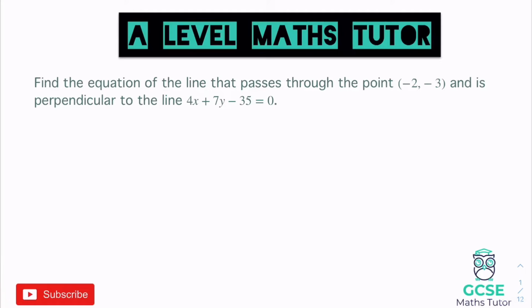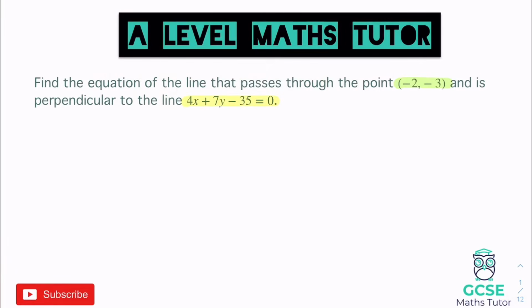Okay, so this question here is very similar. It says find the equation of the line that passes through the point -1, -3 and is perpendicular to this line, 4x plus 7y minus 35 equals 0. So again, we need to get this into the form y equals mx plus c, and again, we're going to sub this coordinate in once we've got our appropriate gradient.